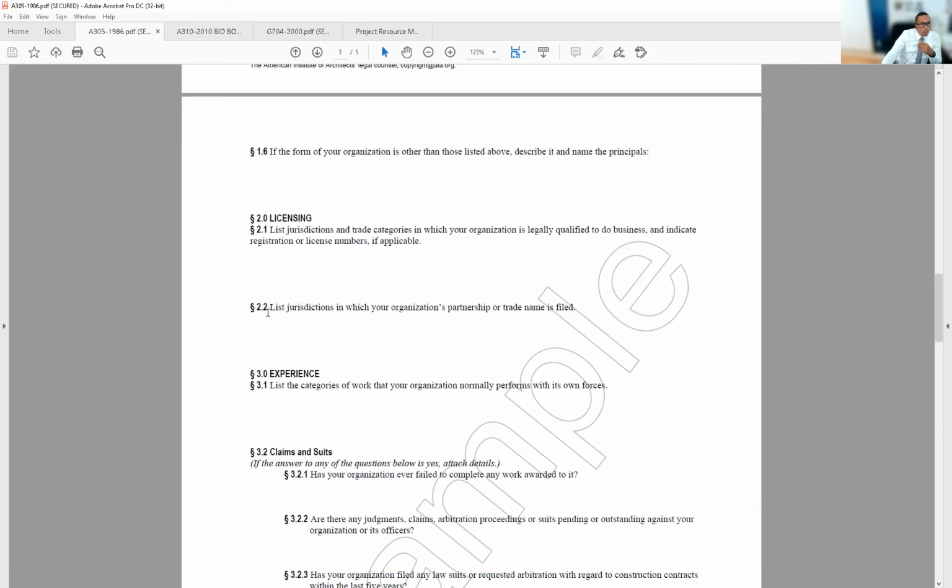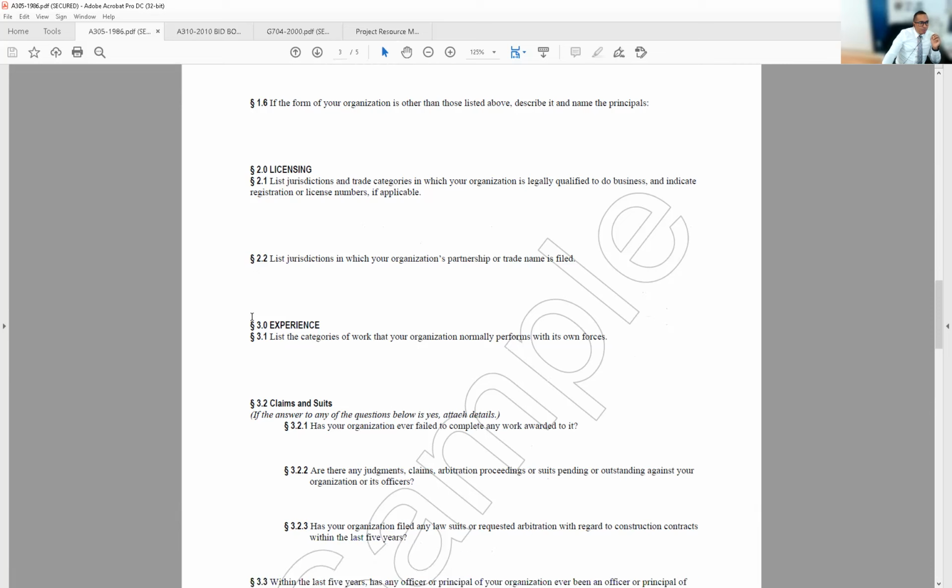List jurisdictions in which your organization's partnership or trade name is filed. So you may have, like, Flow Design Construction in Massachusetts, but also be filed in, let's say, North Dakota, right? Like they also have established that entity in North Dakota too. So you name where all of those places are filed as an organization.